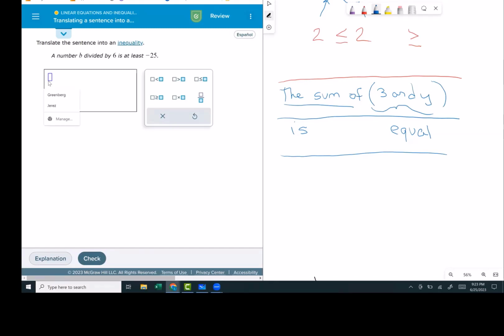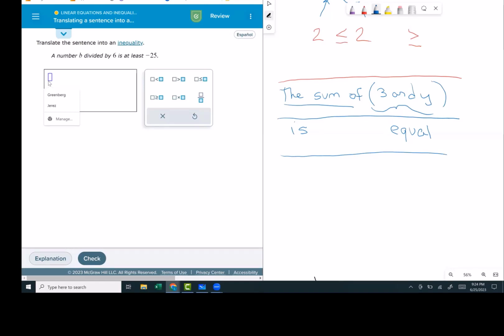At least, is that the same thing as the equal to? Well, let's think about it. If I said something is at least negative 25, what if I said, oh, that guy over there, he's at least 25? What do you think that would mean? 25 or older? Yes, exactly. So do you think I would use less than or equal, greater than or equal?